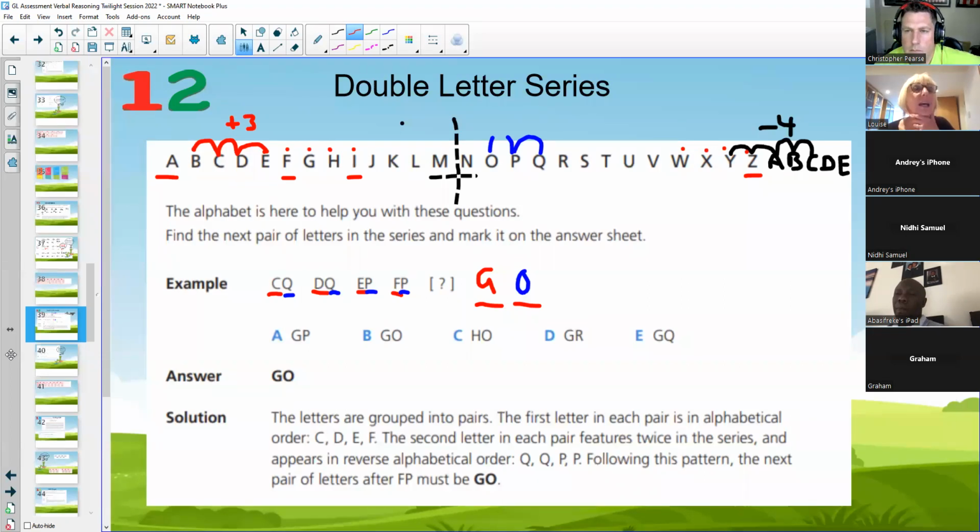But you could practice that with your children. Just give them a letter and say, give me the next 3. And they have to go S, T, U. And it's so much quicker and so much more efficient.